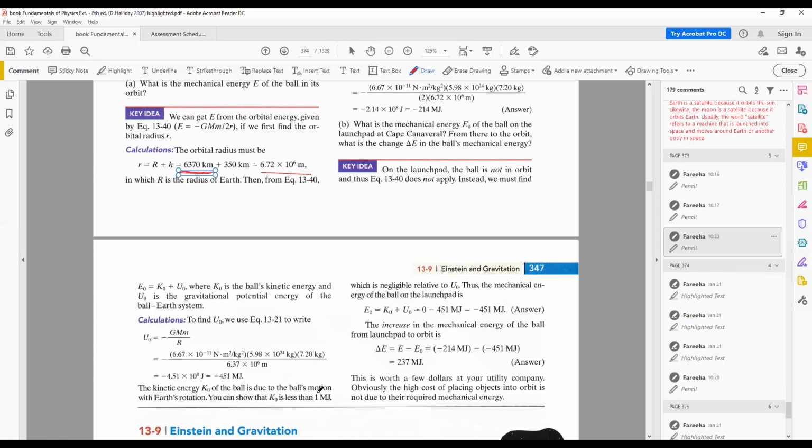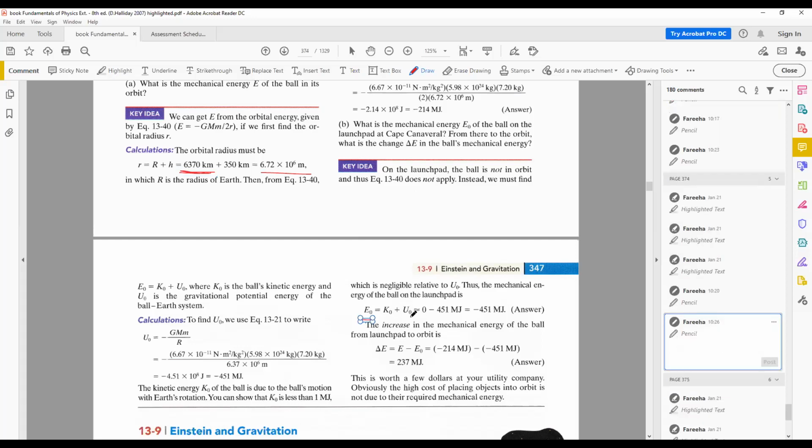The kinetic energy is due to the ball's motion, and therefore the kinetic energy will be much less as compared to the potential energy, because the potential energy is in megajoules. Kinetic energy will only depend upon the ball's velocity, which cannot be so huge, and therefore it can be neglected. And so we will say that the total energy is approximately equal to the potential energy in this case.